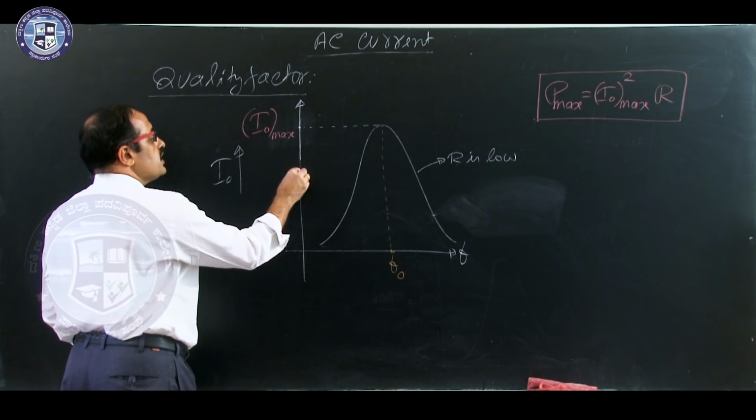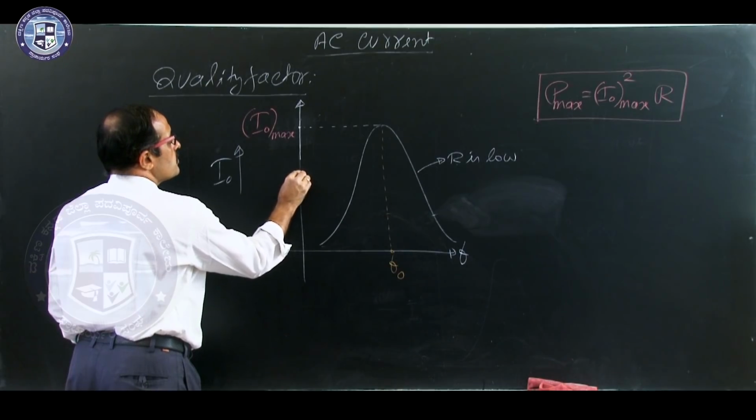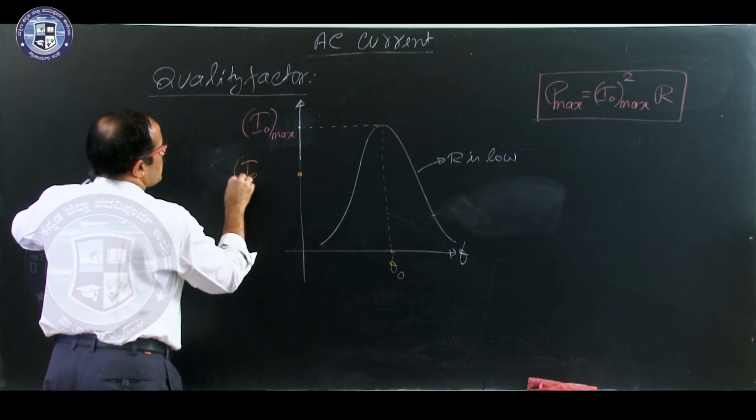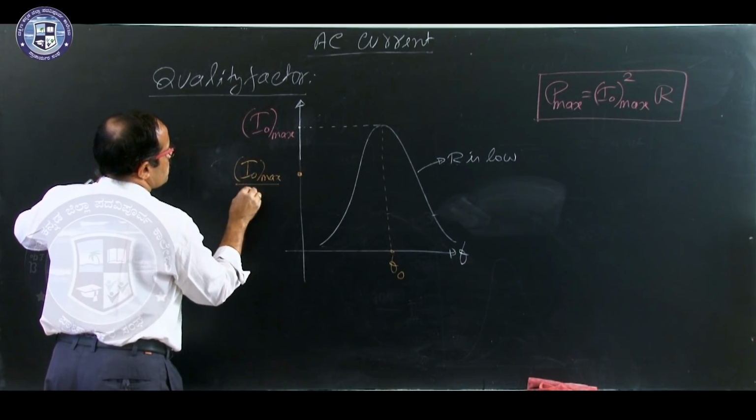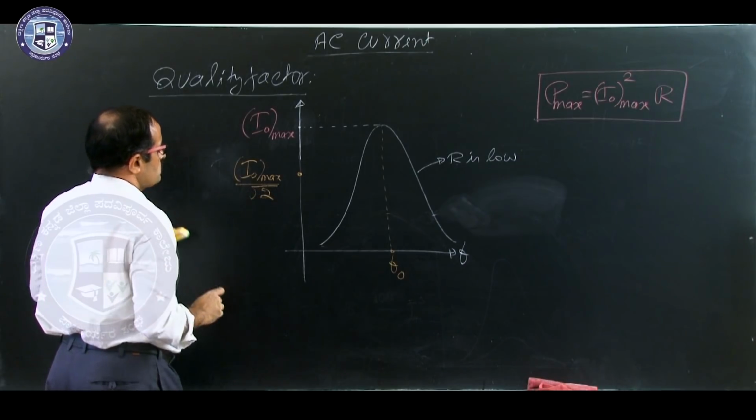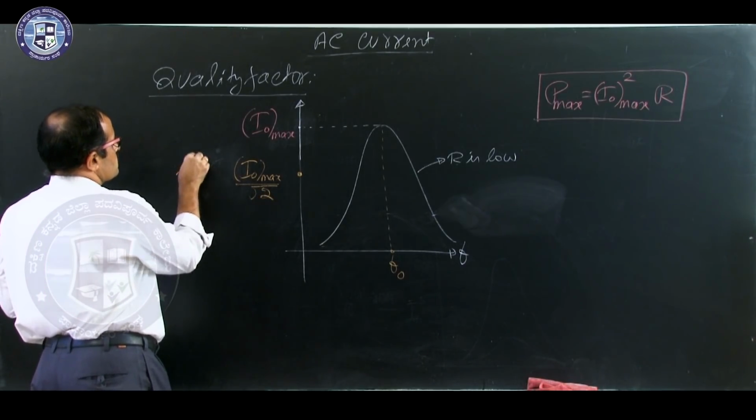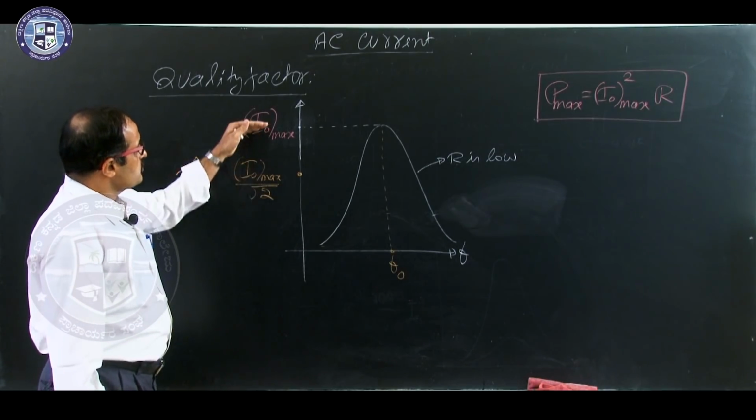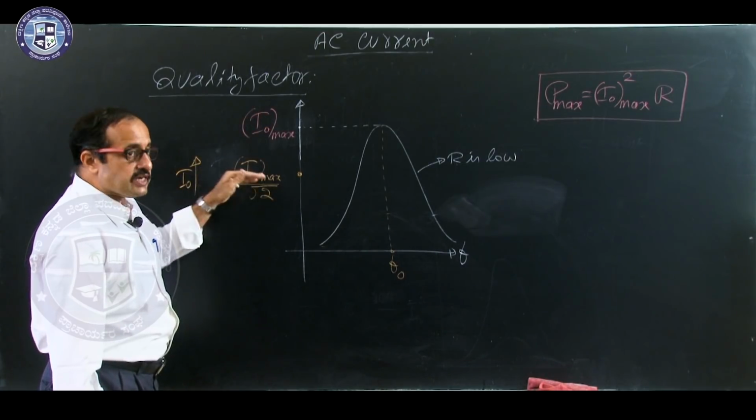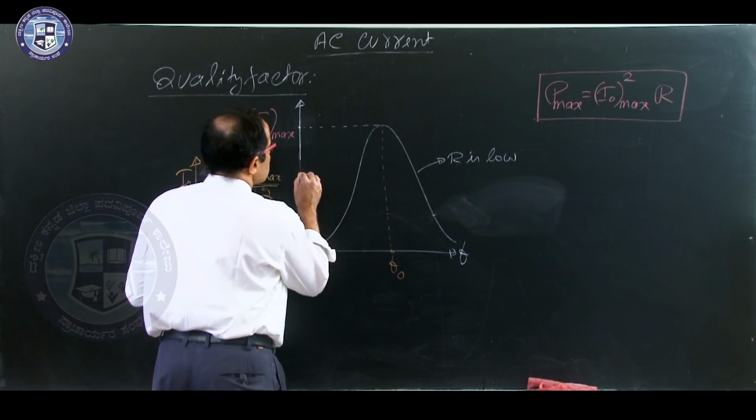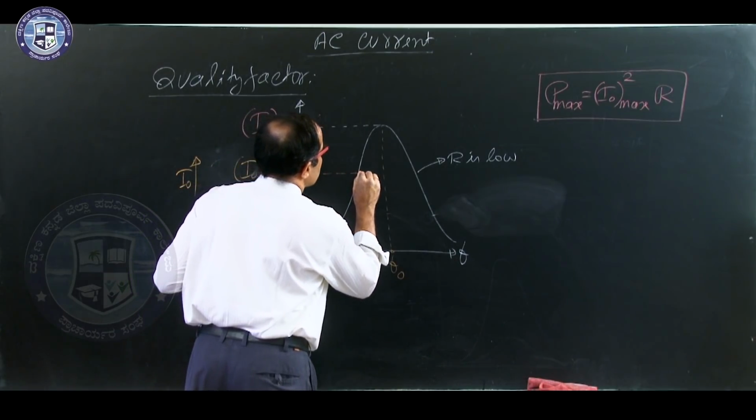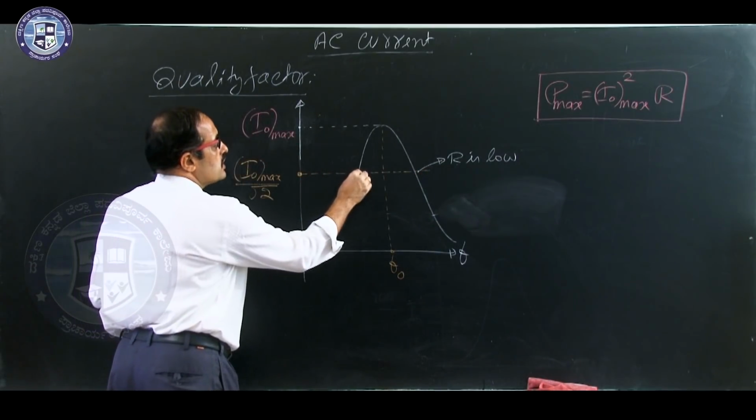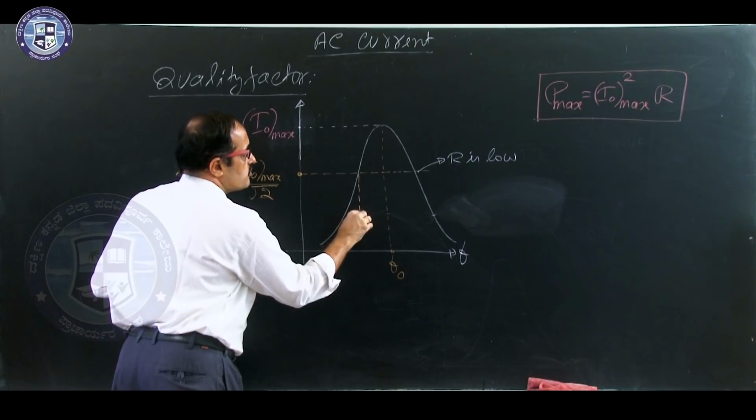Now, I will take another particular current somewhere here, which is taken as I naught maximum by root 2. We take another particular current, I naught maximum divided by root 2. Then we draw a horizontal line, it is intersecting the graph or curves at 2 points, and we find out the corresponding frequencies.